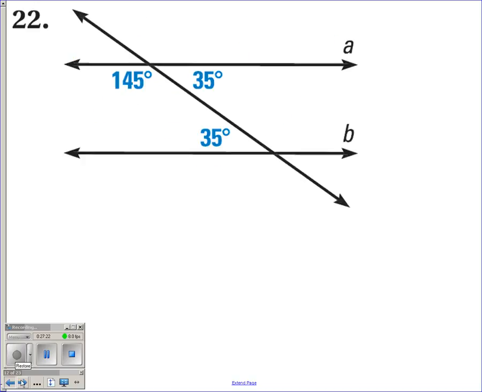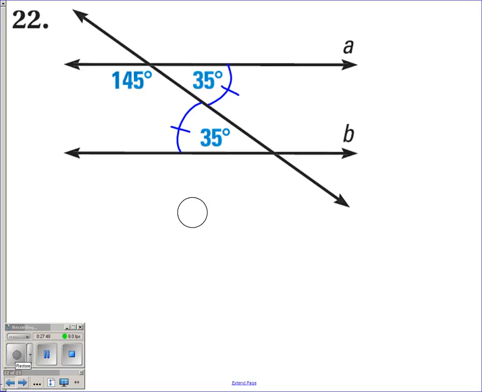Let's take a look at 22. Now we're given some numbers. Well, let's go with probably the easiest way. This angle, they're congruent. What angle pair type are they? Alternate interior angles. Because alternate interior angles are congruent, lines A and B are parallel.